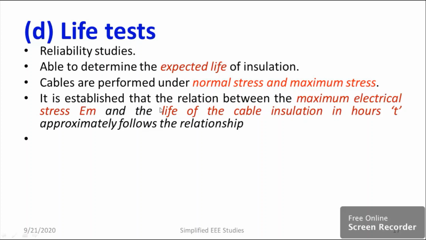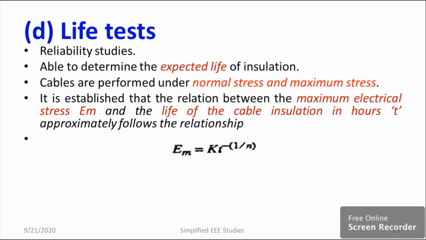It is established that the relation between the maximum electrical stress Em and the life of the cable insulation in hours, that means in terms of time, approximately follows one relationship. There is one relationship between Em and T. That we have to measure. There is one equation, an empirical formula. Based on that, we can predict how long the insulation material can survive.